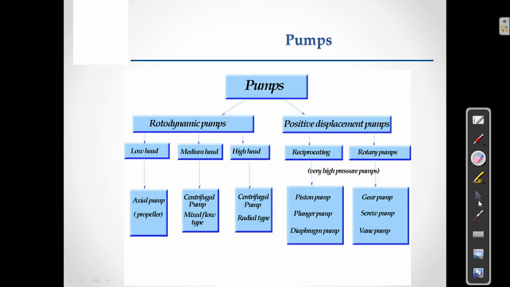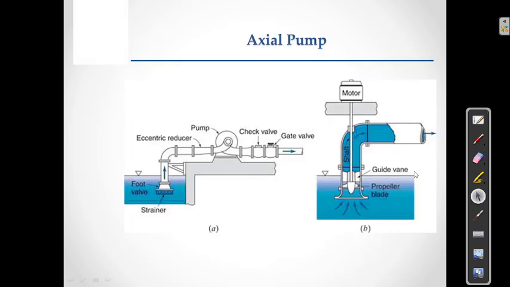We will see them elaborately one by one. See, this is the axial pump. The axial pump will be connected like this. See, the foot valve is there, with a strainer, and here there is an eccentric reducer. It will be connected to the pump. Then it will go to the check valve and gate valve. Then again it will go to the piston or load. We can say anything like this. So the main operation happens here in the pump.